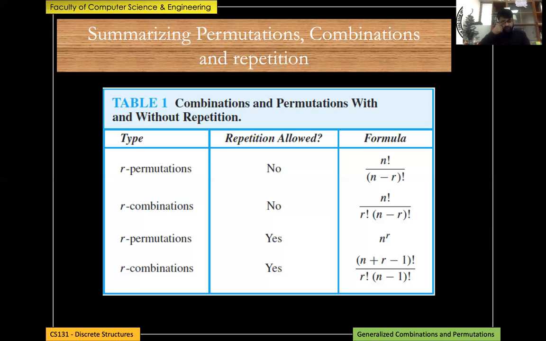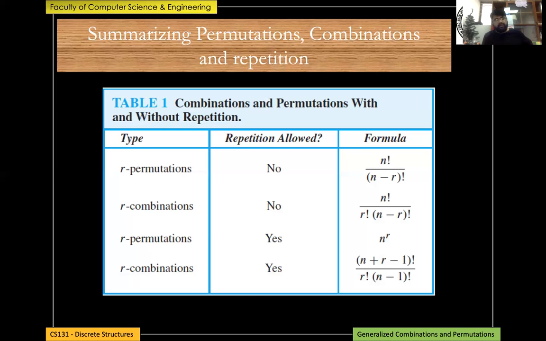But if you incorrectly identify that the repetition is allowed, then you'll apply the wrong formula, n raised to the power r. Your answer will be incorrect, and some marks, not all, but some marks will be deducted for identifying the wrong formula. You get no marks for formula. The whole marks are actually based on your choice of how you have identified the right question.